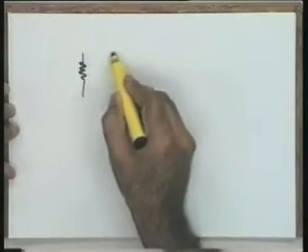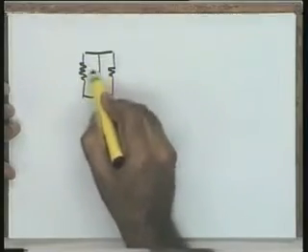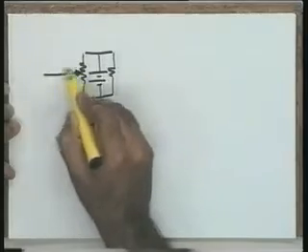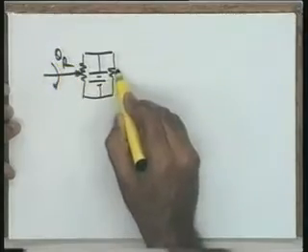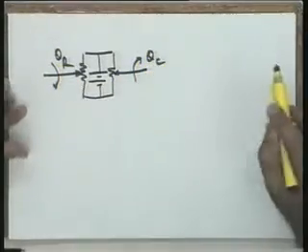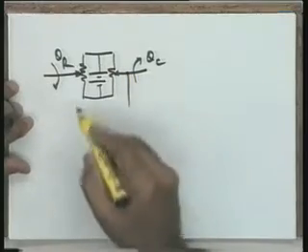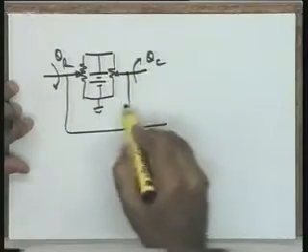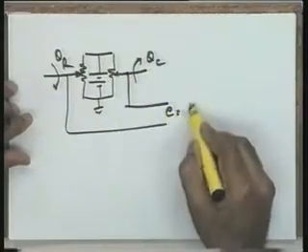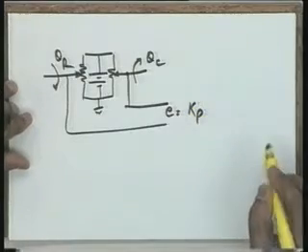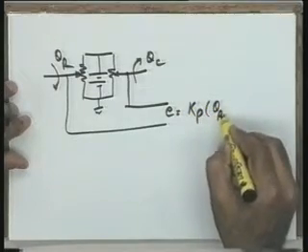Keep in mind, we have already seen how a potentiometer pair works. Let us say this is a potentiometer pair. This is your signal theta r, the reference. This is signal theta c, the controlled signal. If I take this signal E, we have seen, it is equal to Kp, a potentiometric constant, into theta r minus theta c. That is, it is proportional to the difference of the two shaft positions.